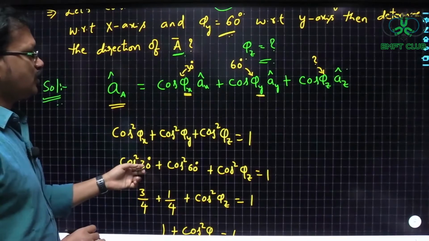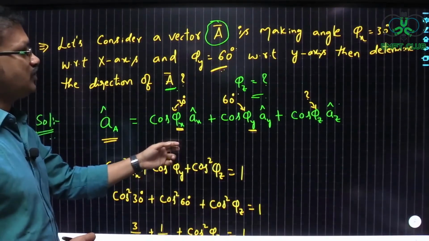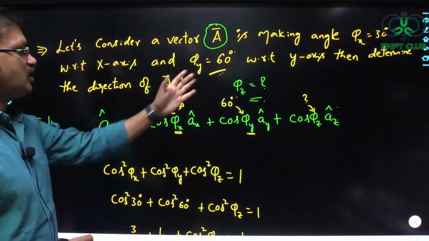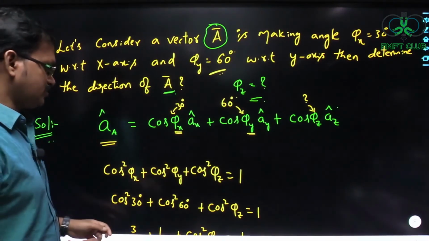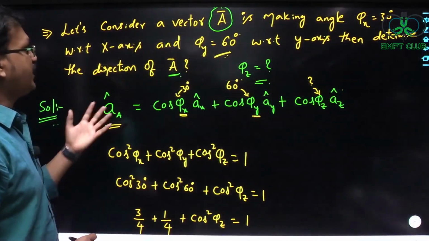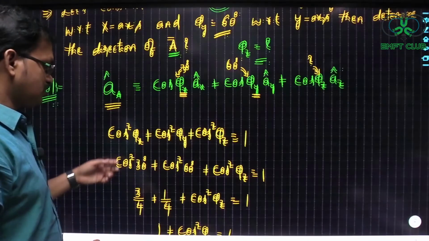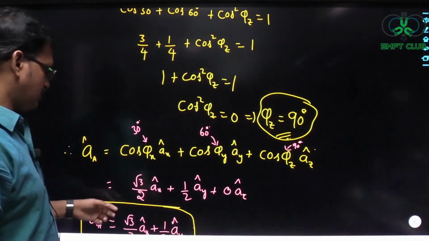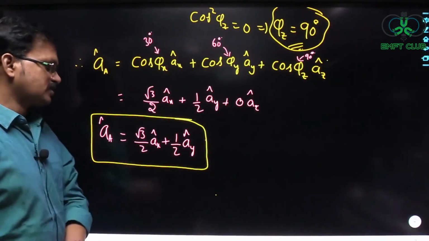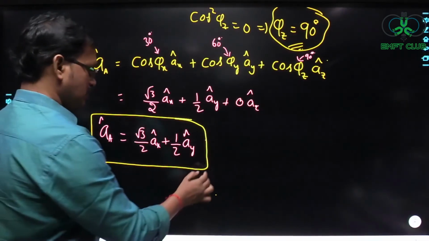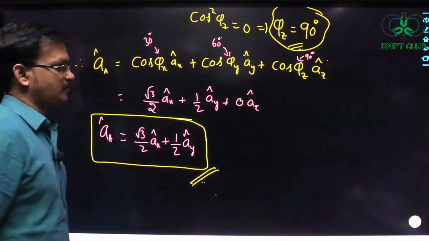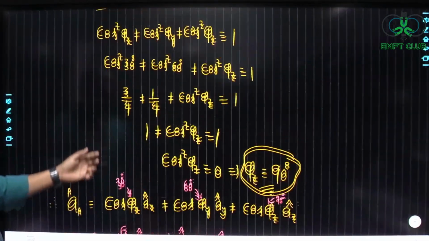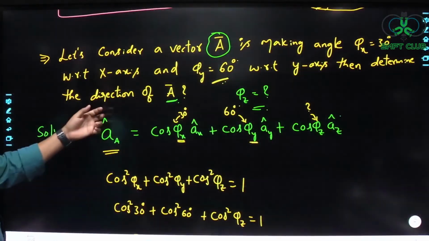So change these values: phi x is equal to 30 and phi y equal to 60 degrees. In this case, the direction of a bar will be equivalent to root 3 by 2 ax cap plus 1 by 2 ay cap. So this is the answer for this question, right? So with this we have completed this problem.